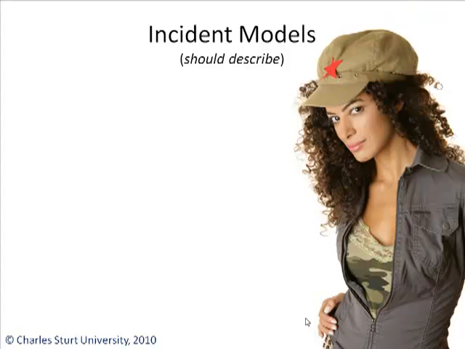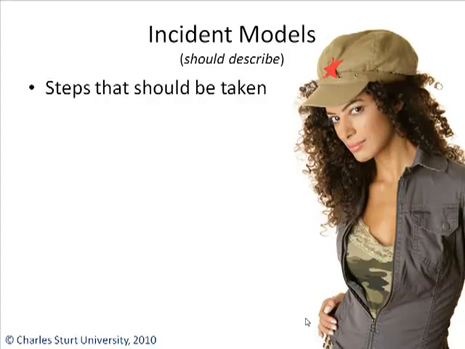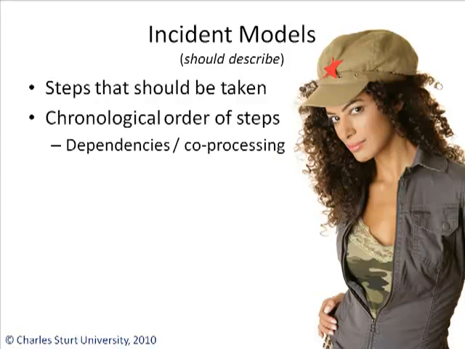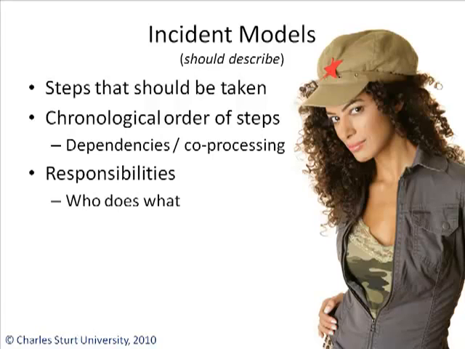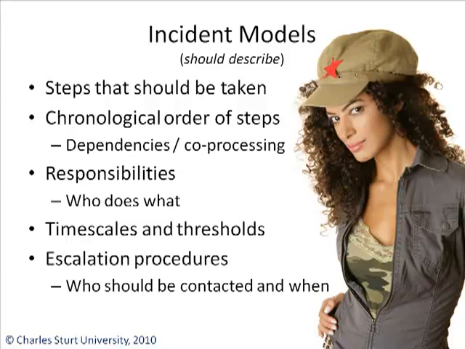So these incident models, what should they be like? Describing a couple of things: the steps that should be taken for each of those incident categories, the order of the steps, including any dependencies or things that need to be processed in other parts of IT or in other parts of the business. Responsibilities, who's going to do what? Timescales and thresholds, again, response times and resolution times and escalation times and communication times, you name it. Again, the escalation procedures, who should be contacted and when, at what moment.